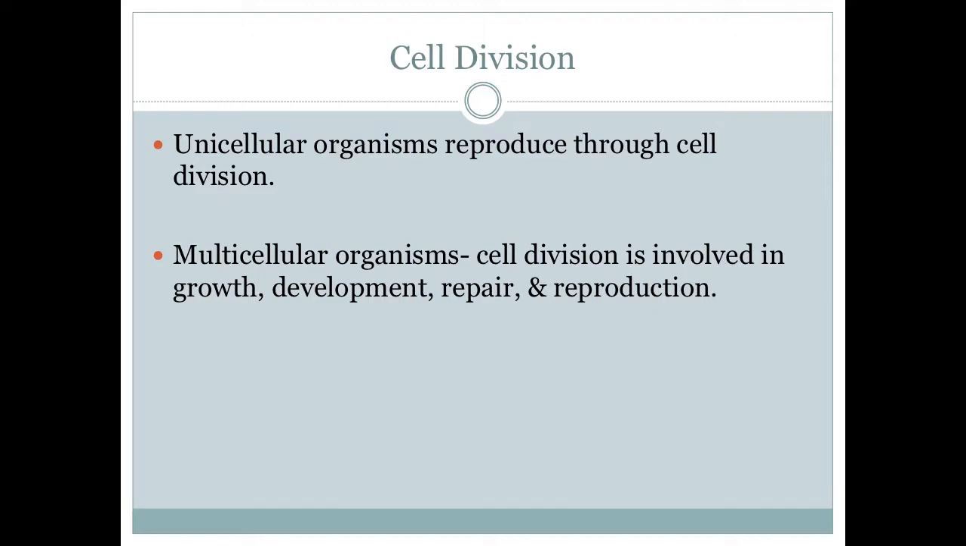Unicellular organisms reproduce through cell division. Multicellular organisms use cell division to grow, develop, repair, and reproduce cells.